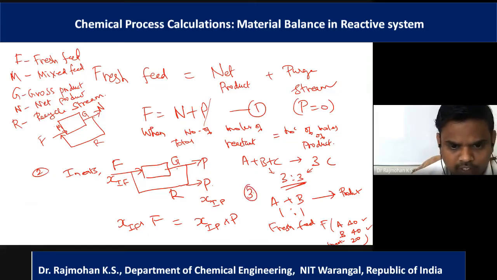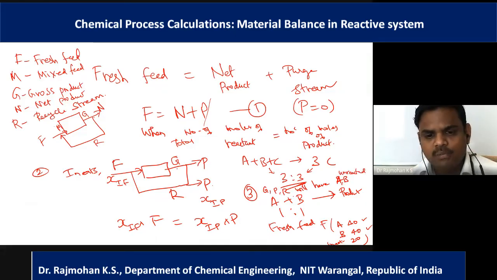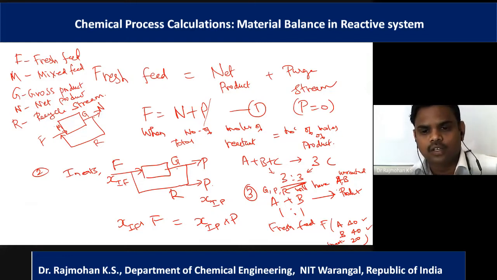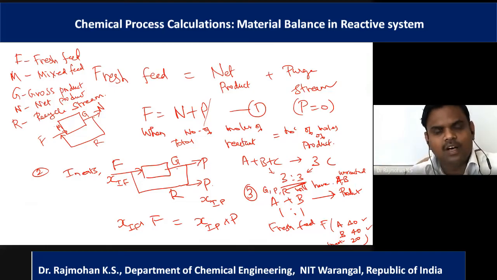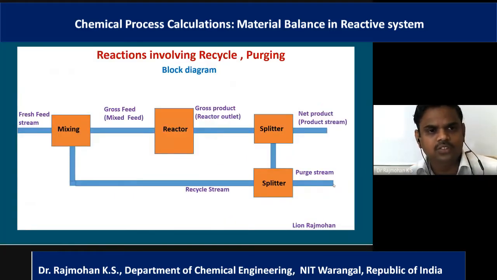That is the third point I was telling you. A and B are present in stoichiometric ratio in the feed. Then G, P, and R will have A and B in the same ratio. That is, the unreacted A and B in G, P, and R will be present in the same ratio. I'm not saying the same amount, okay, it will be present in the same ratio. If they are in 1:2 ratio, then G, R, and P also will have unreacted A and B in the same ratio. That point we have seen, so this will help us to solve this problem.